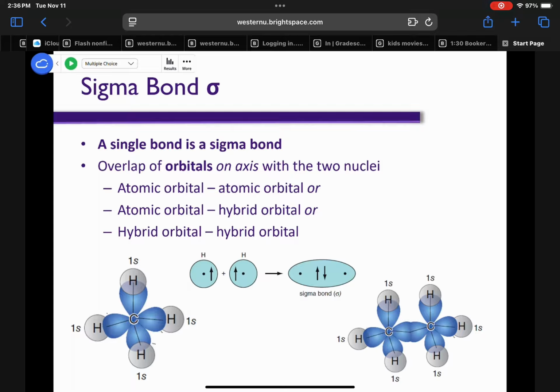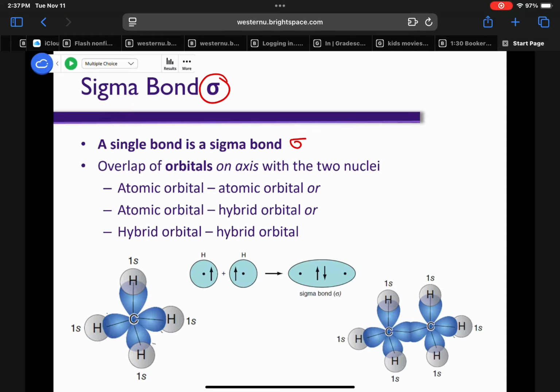So there are a few takeaways that are really important, a few implications that we get from valence bond theory that help us to understand how bonding works. First thing is how a sigma bond is formed. This was briefly mentioned last class, but now we get to dig into it a little bit more. A single bond is a sigma bond. You can almost use them interchangeably now that we understand valence bond theory.